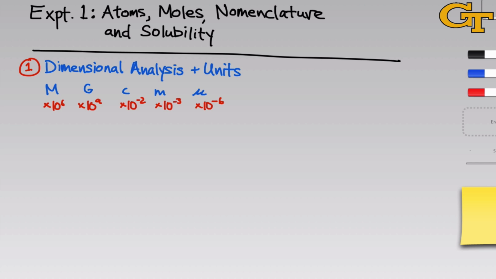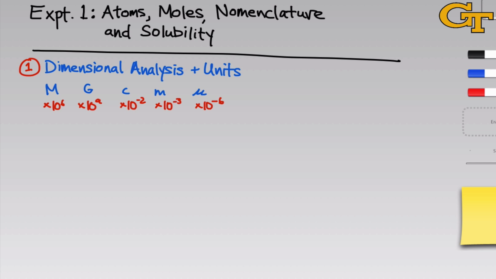So for example, the capital M always represents times 10 to the 6th, capital G is always times 10 to the 9th, little c for centi is always 10 to the negative 2, little m for milli, 10 to the negative 3, and the little mu symbol for micro means 10 to the negative 6. So these prefixes are a way for us to compress scientific notation into a commonly understood letter.